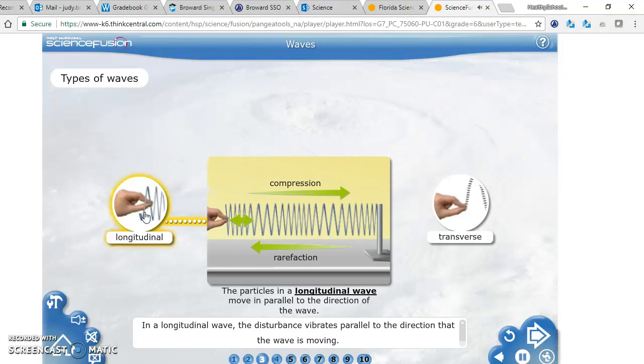The particles in a longitudinal wave move in parallel to the direction of the wave. Think about a large spring. Pushing the coils of the large spring together and then letting the coils come apart produces a longitudinal or compressional wave.